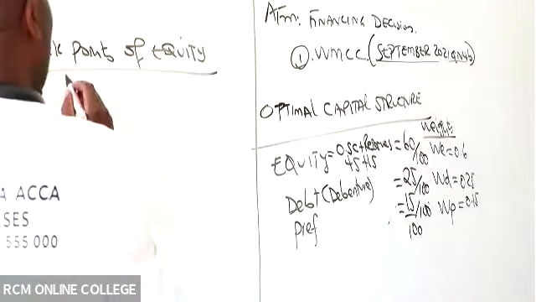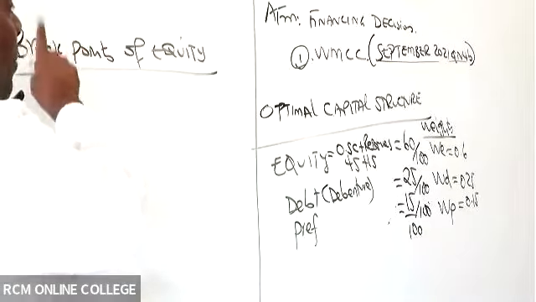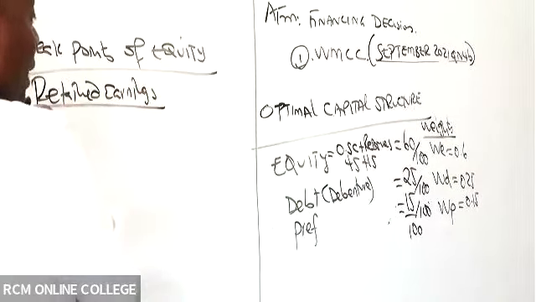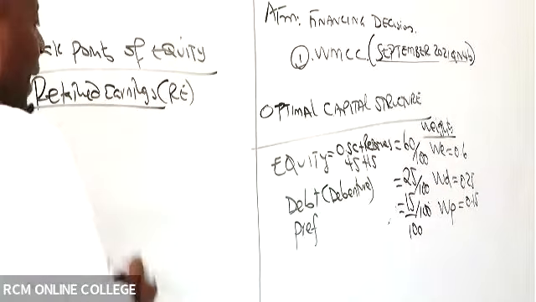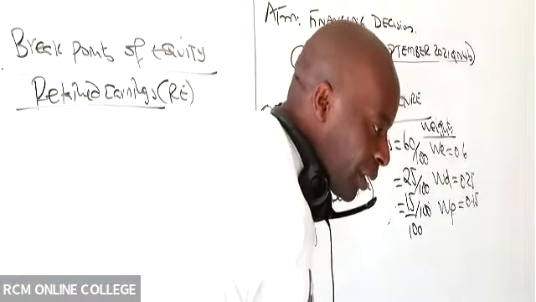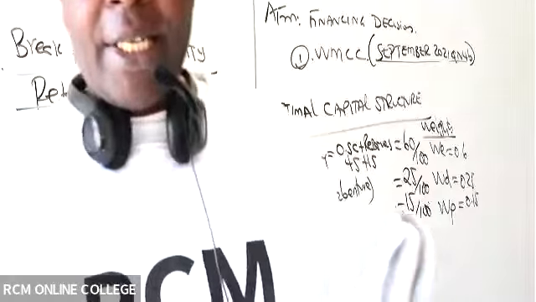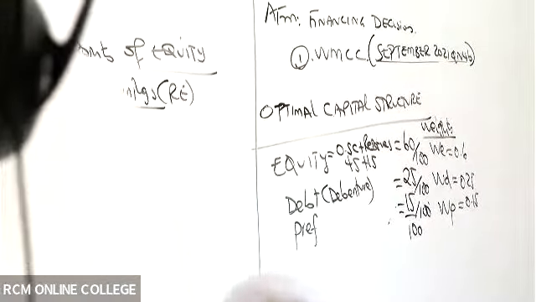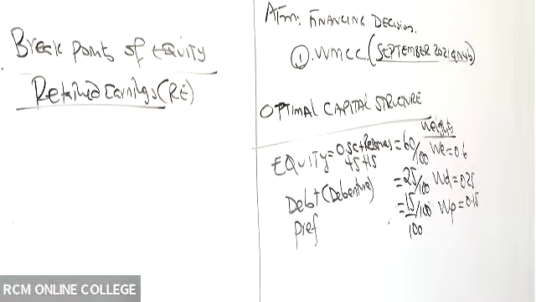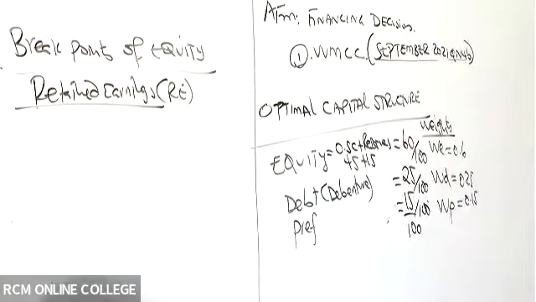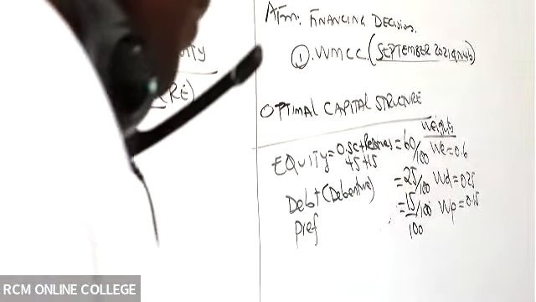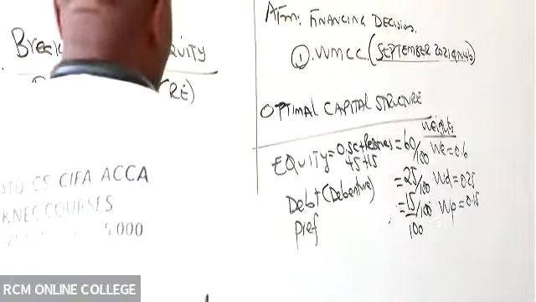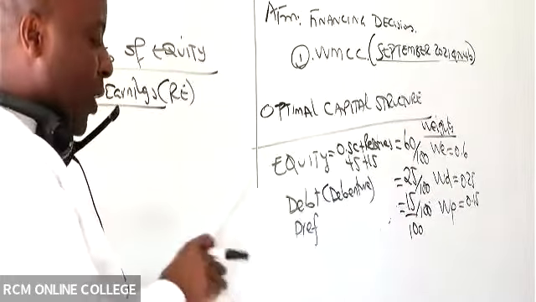So breakpoints of equity, remember equity has got two components under the breakpoints. We have what we call retained earnings, and then ordinary shares. So first of all, I would want somebody to give me the retained earnings. How much do I have here as retained earnings? 24 million, right?